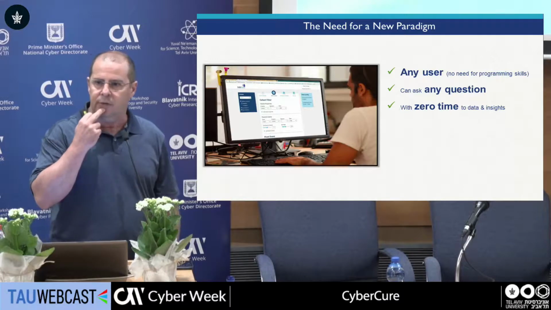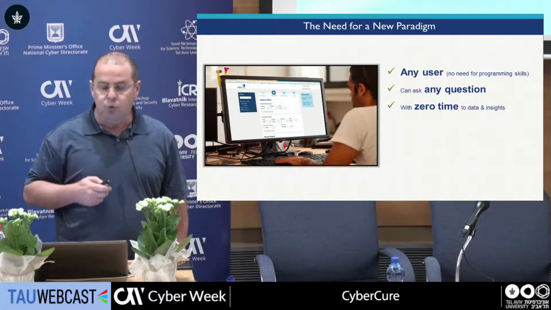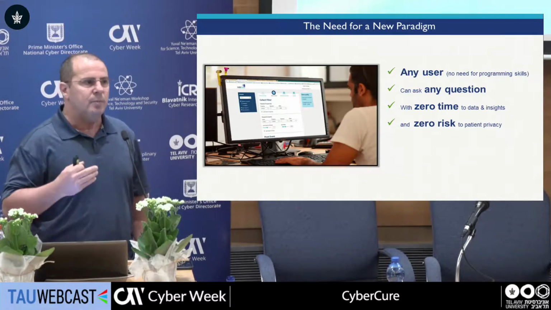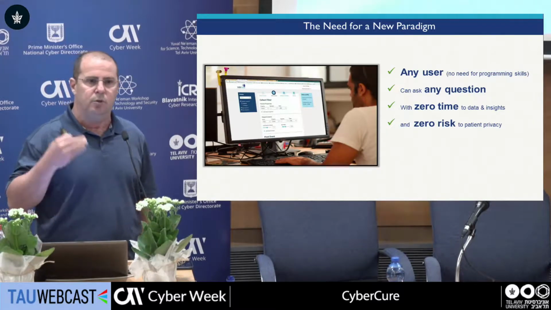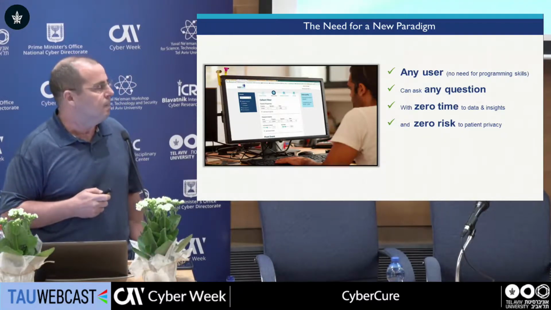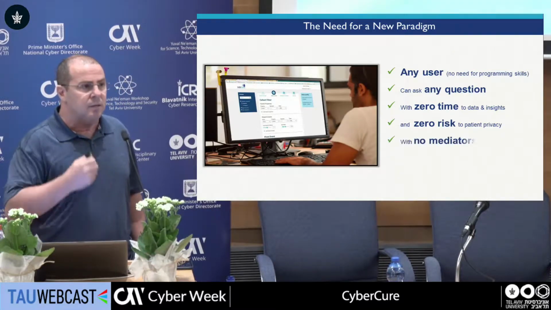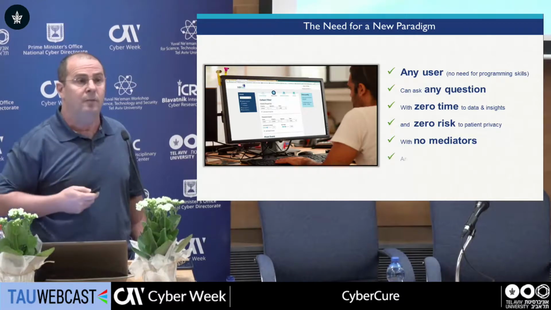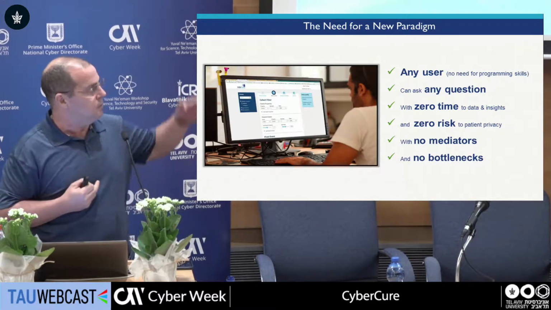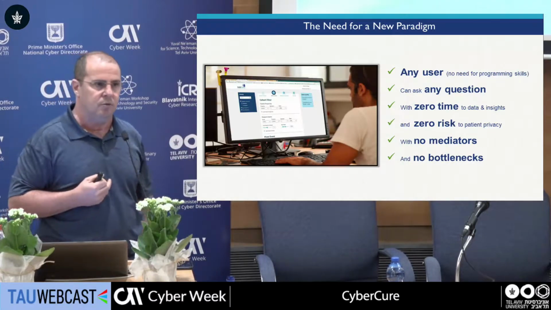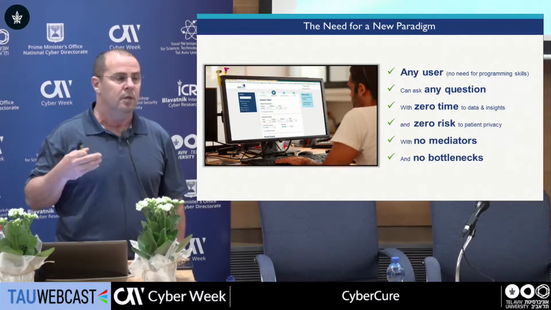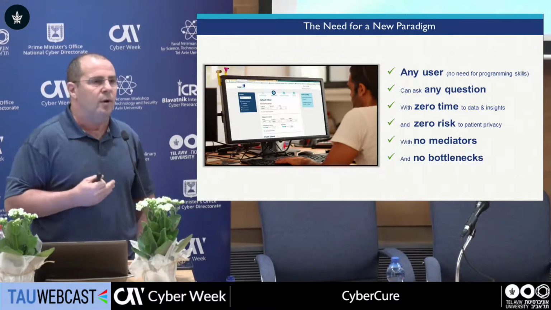I have a question, I want to get the answer in minutes, without talking with anyone and with zero risk for patient privacy. Which means, can I get the data I just got, put it on a flash drive and on the internet and nothing will happen? Absolutely nothing. And if I can do this, maybe I can remove the mediators and remove all the bottlenecks. We've been in this industry for almost ever. We know that each one of these requirements cannot be met today. What if we can live in a universe where data is truly democratized, truly liberated to everyone that needs the data?